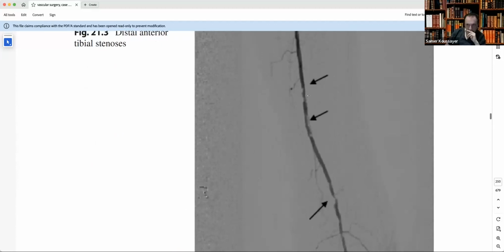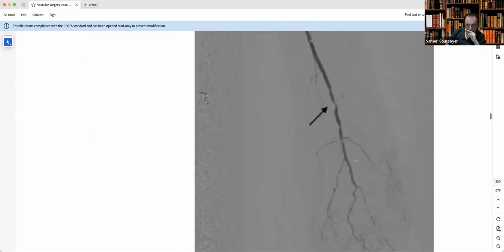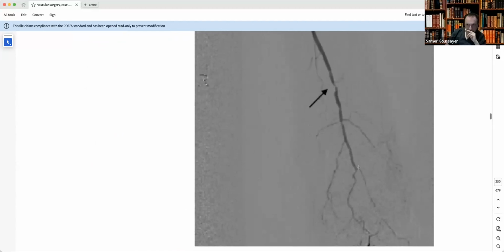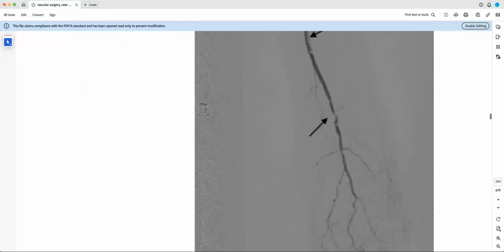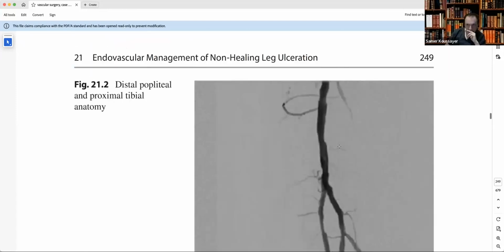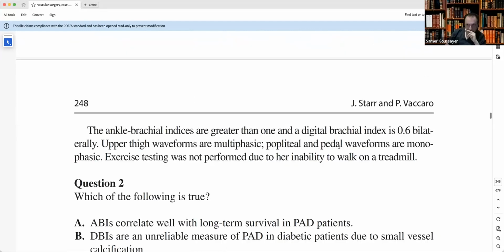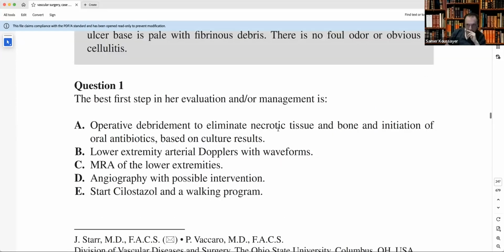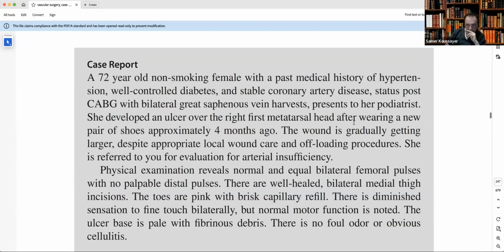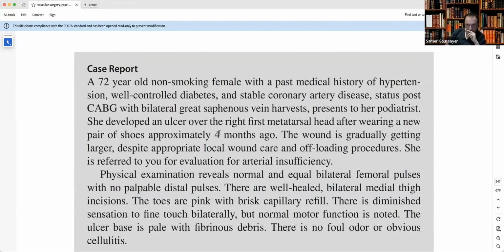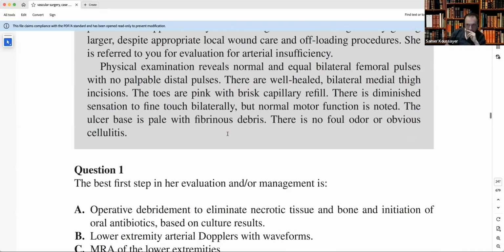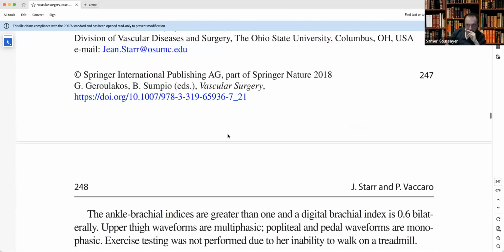We have below the knee here, the distal anterior tibial. You can see stenosis, and this is the ankle, and you don't see the dorsalis pedis artery. So we only have this single runoff to the foot. The ulcer on the dorsum of the foot, right? Let's go back to the question. Where was the ulcer? First metatarsal head, a neuropathic ulcer after wearing shoes. First metatarsal head. Okay. So this is mainly the posterior tibial and anterior tibial area.